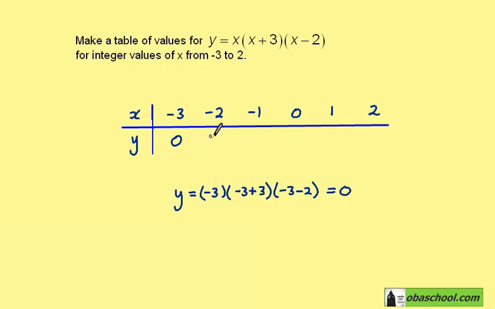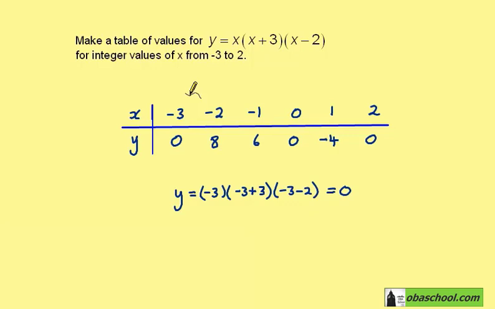And then do the same with the other values. We get 8, 6, 0, minus 4, and 0.